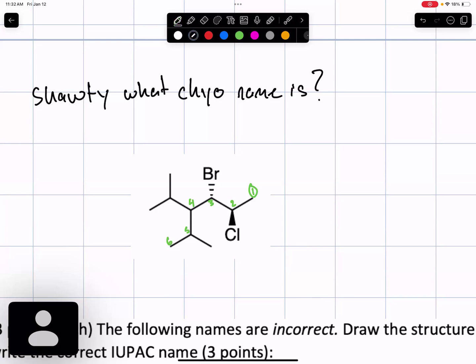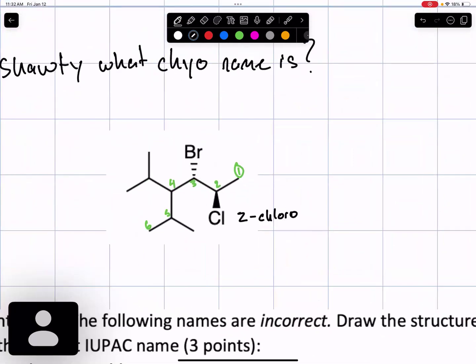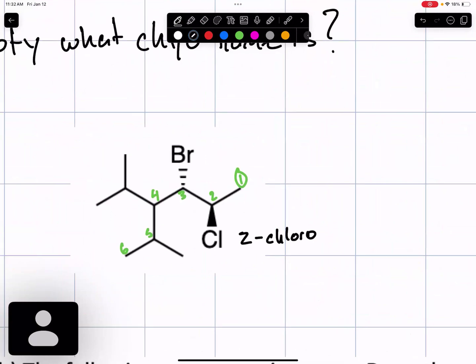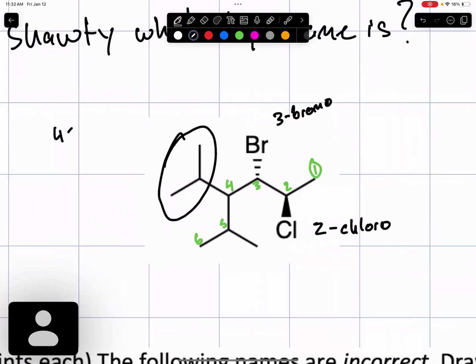So carbon number 2, this substituent would be a 2-chloro group, right? Wait, did we learn alkyl halides and things of that nature? Did he explain that to you? Yes. Okay, cool. How about carbon number 3? This would be a 3-bromo, right? And what about this substituent? There are two ways you could name this. This could be either 4-isopropyl, or how else could you name this?